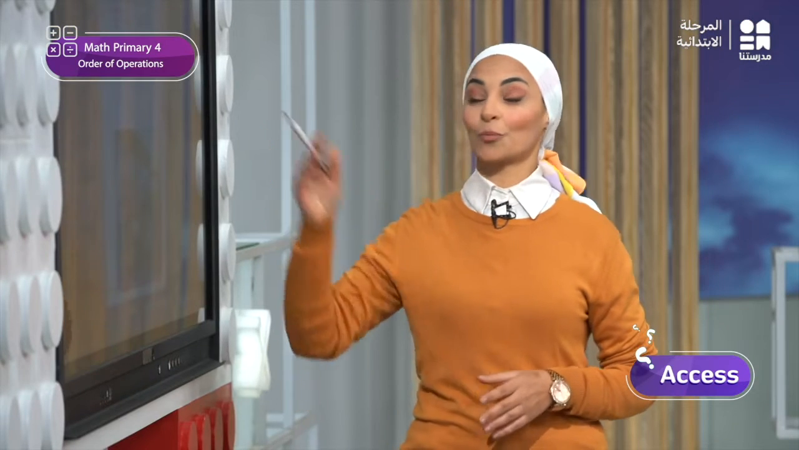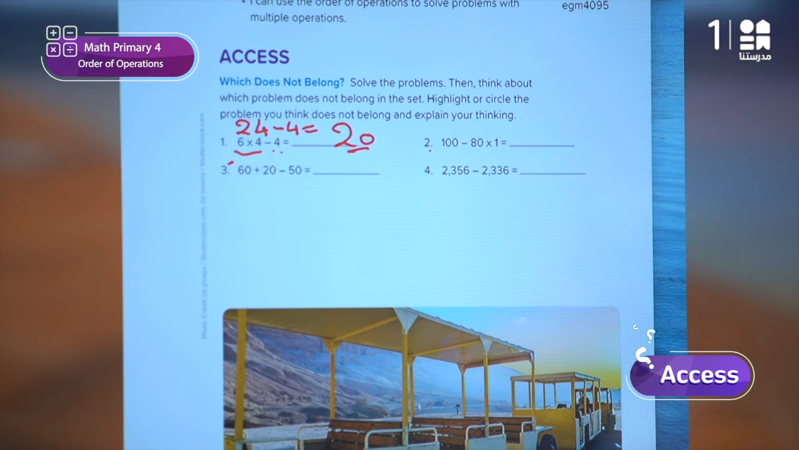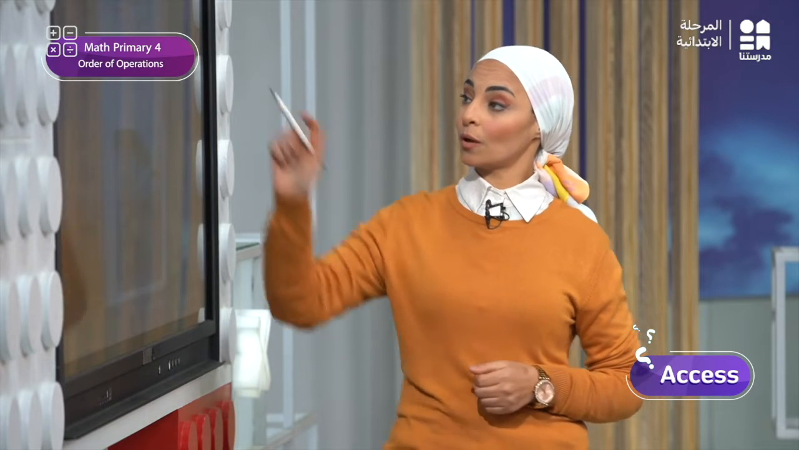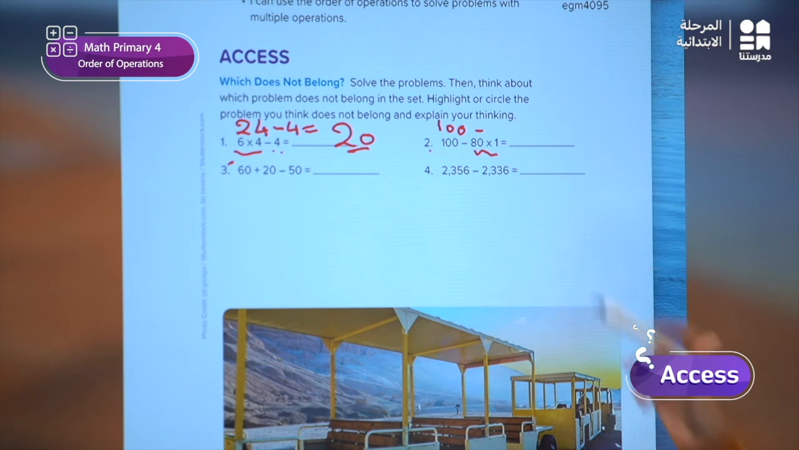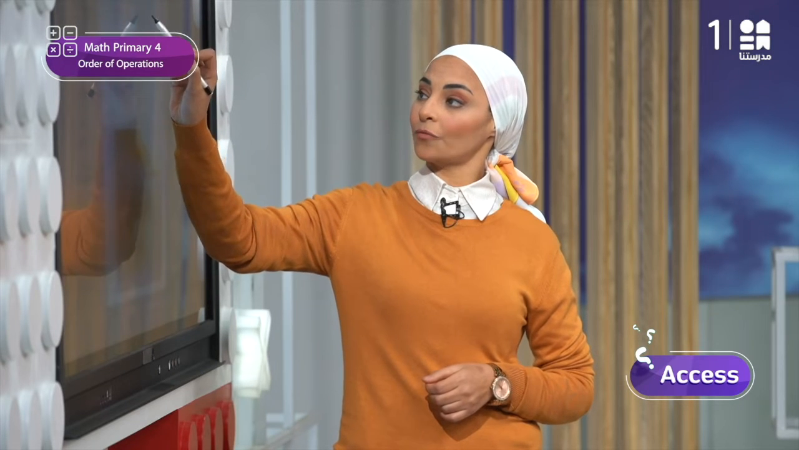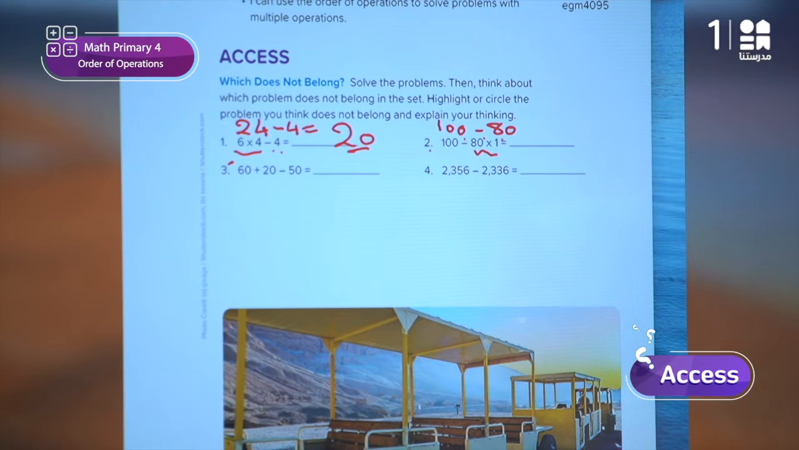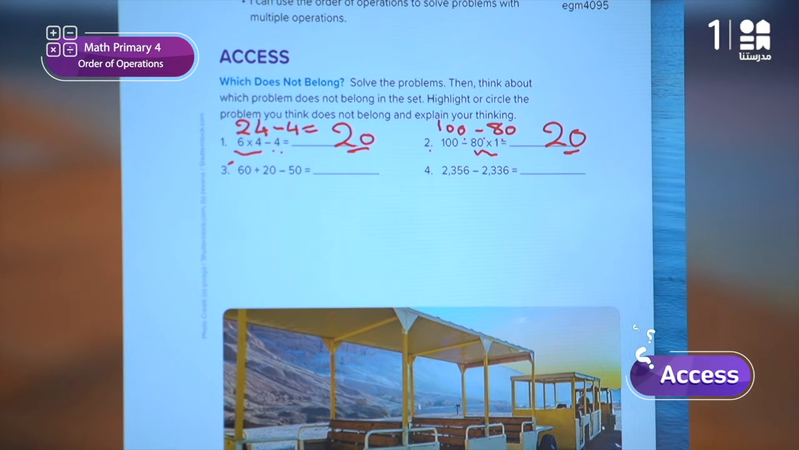Now let's move to problem number 2. Problem number 2 says 100 minus 80 times 1 equals what? First, I will start with the multiplication. So I will write 100 as it is, minus 80 times 1. 80 times 1 gives me 80, right? So here I have 100 minus 80. 100 minus 80 gives me 20, so 20 is my answer.